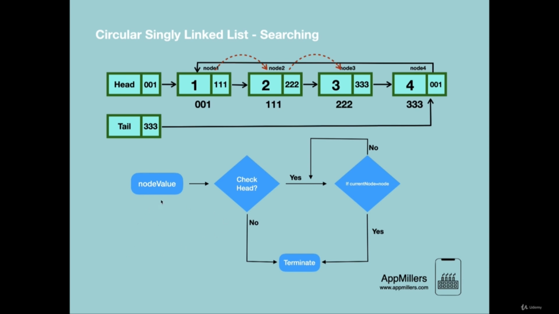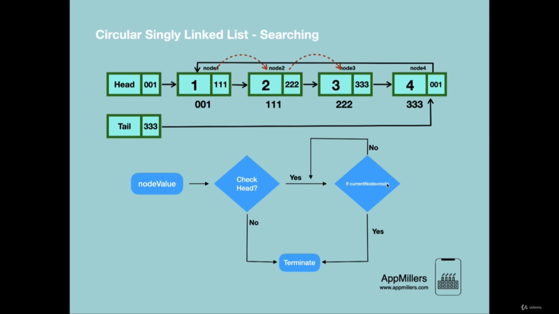So the algorithm looks like this. Here it takes as a parameter the node value. One more time we are checking the head value. If head exists, we continue over here. If it does not exist, we terminate our algorithm over here. If it exists, we start a loop. Inside the loop we have an if condition, and with the if condition we are checking if the current node is the node that we are looking for or not. If yes, we terminate our algorithm. If no, we continue our loop until we find the node. When we reach the last node, we stop there, because if we don't stop at the last node, then inside a circular single linked list we will have an infinite loop.